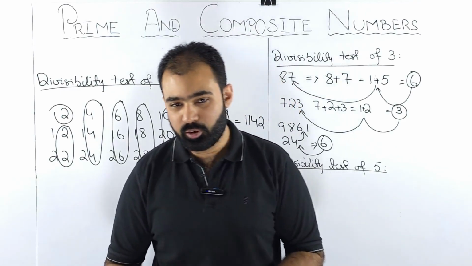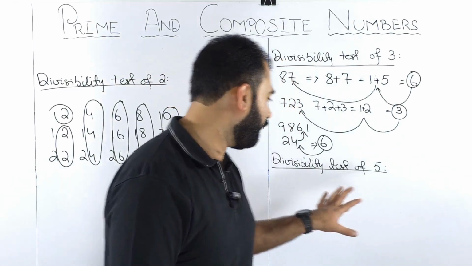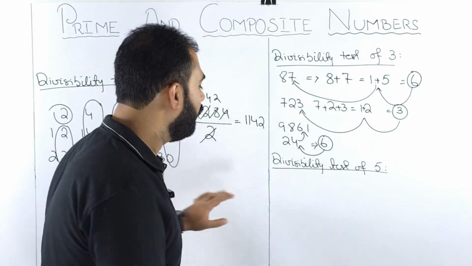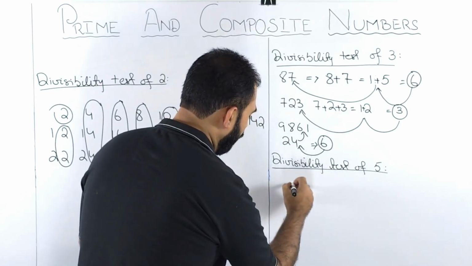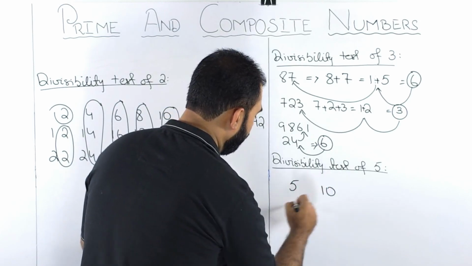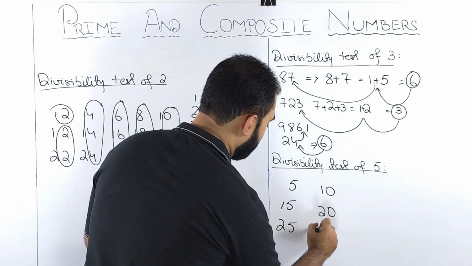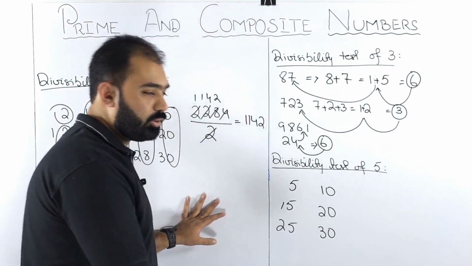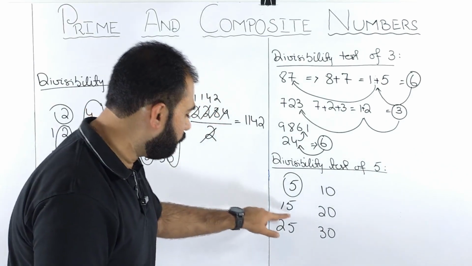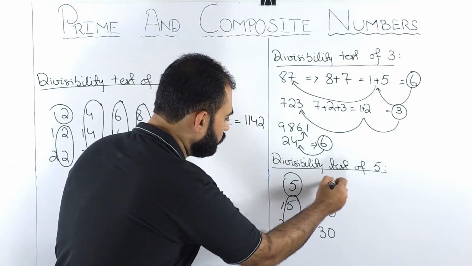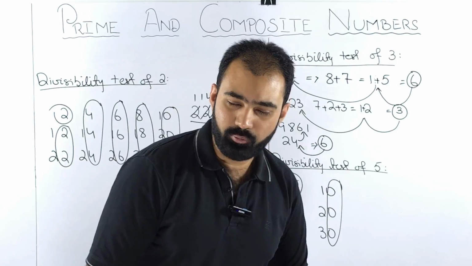But in case the divisibility test of 2 fails, the divisibility test of 3 also fails, then we have another method called the divisibility test of 5. Now, according to the divisibility test of 5, let's read the table of 5. 5 ones are 5, 5 twos are 10, 5 threes are 15, 5 fours are 20, 5 fives are 25, 5 sixes are 30, and the list goes on. Any number except 5 that has 5 or 0 in the end is completely divisible by 5, always.